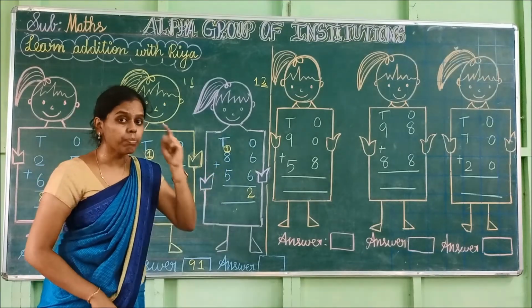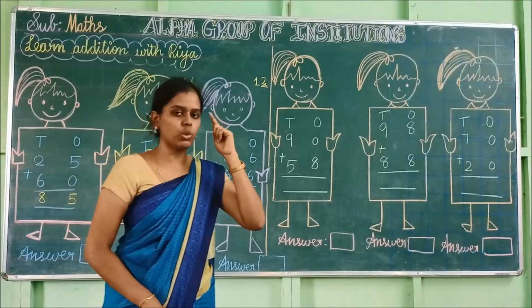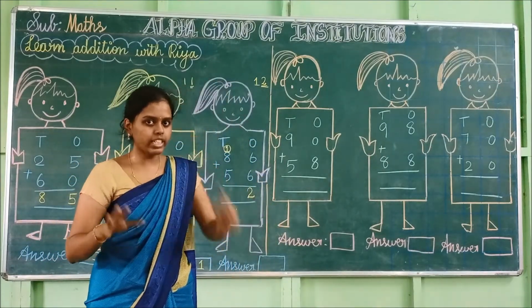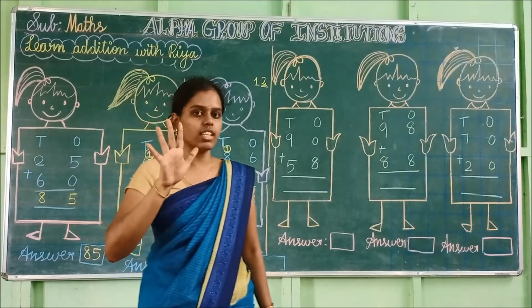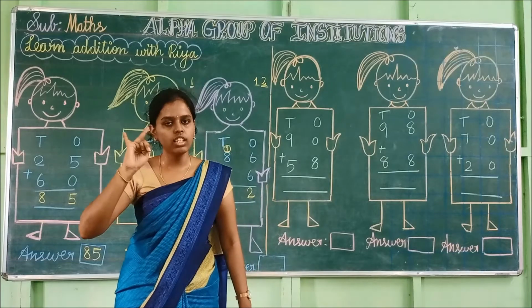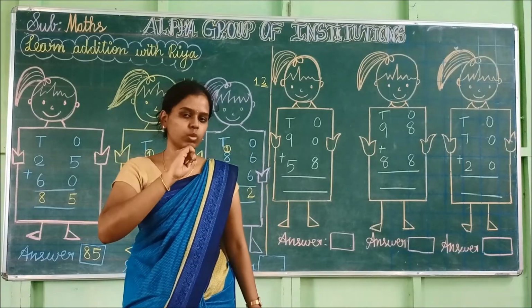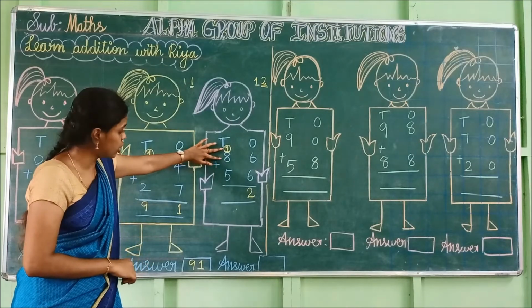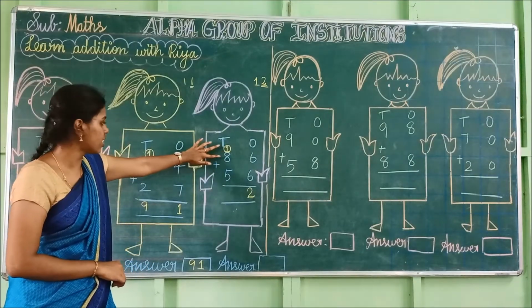So, we have to keep that answer in your mind. 9 in the mind, take 5 in the fingers. After 9, 10, 11, 12, 13, 14. What we have done? We have added these 2 numbers. We have got the answer as 9.